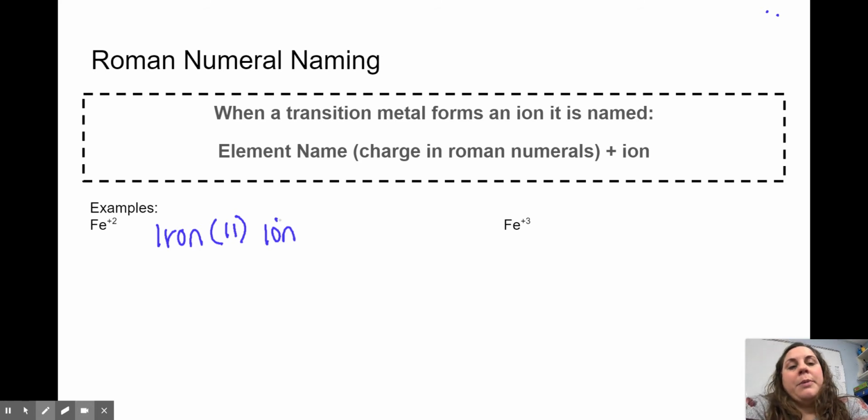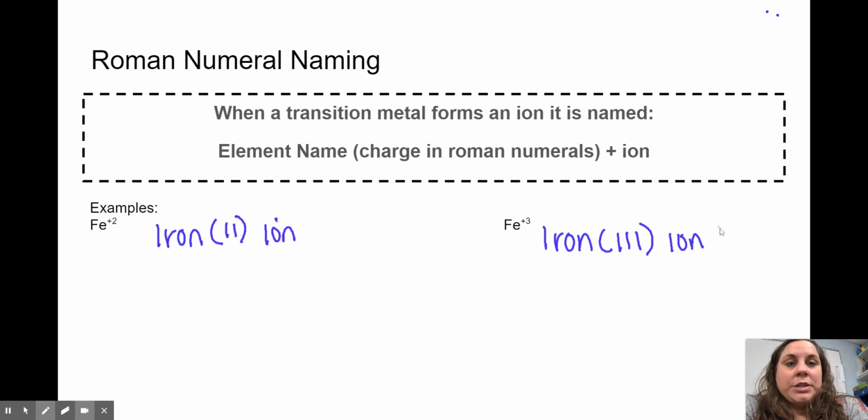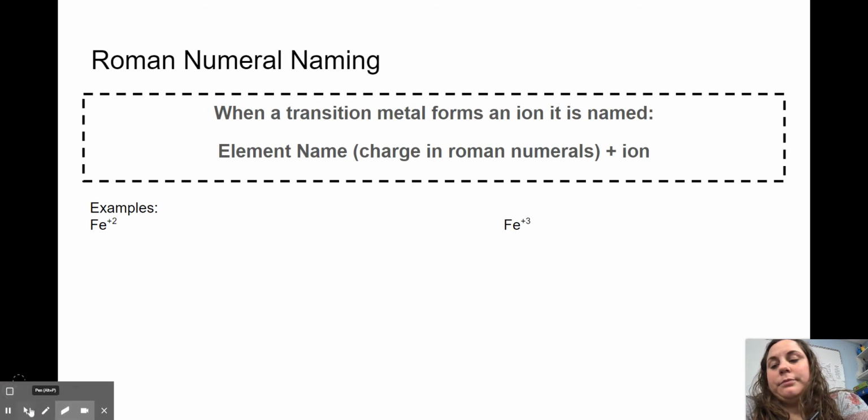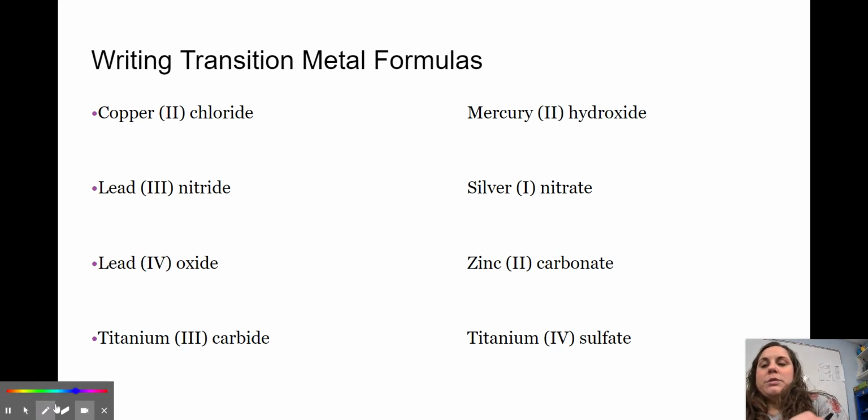Iron can also form a +3 ion. So we write iron with a 3 in the parentheses and the word ion if we're just naming that single ion. So here are some examples of writing the transition metal formulas. So we need to go from the name to the ions and then cross them down and end up with our formula. Our first example is copper 2 chloride.